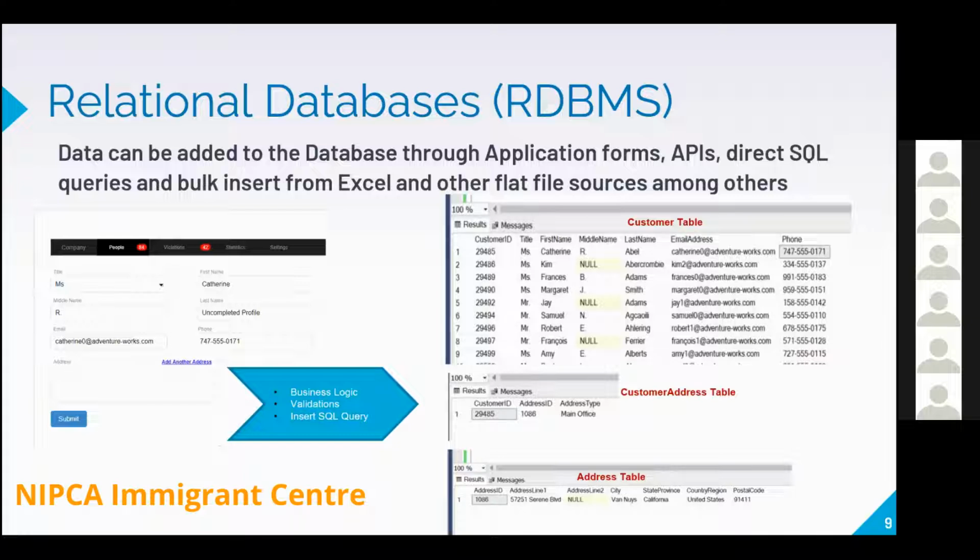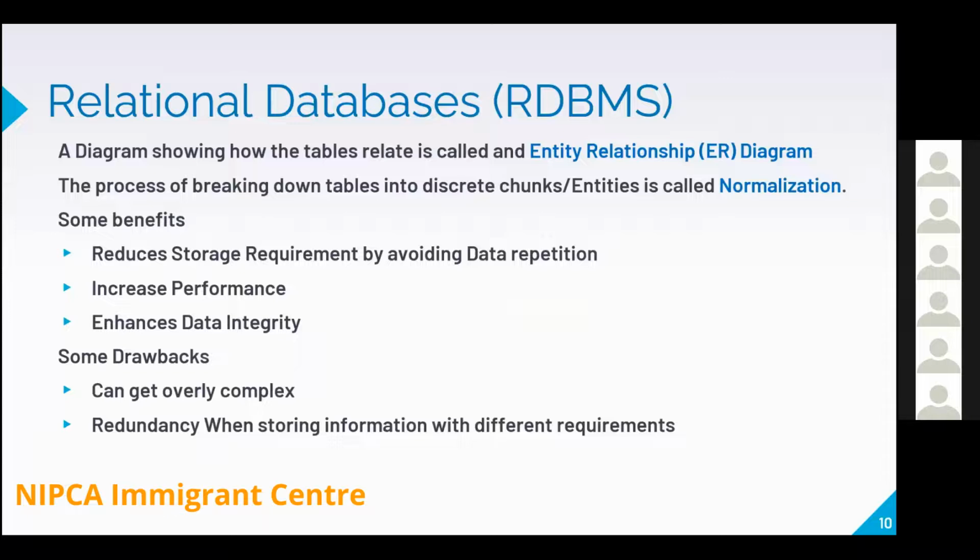But like I explained in the previous concept, you can actually have more than one address column in your employees table, but that would not really be efficient. Some of the benefits of using relational databases is it reduces the storage requirement by avoiding data repetition. Just imagine that you had two people using the same address and you had an address column in the customer table, then you will have address and then address.